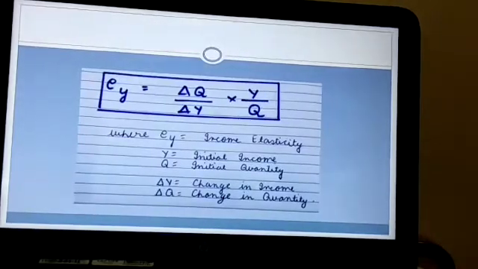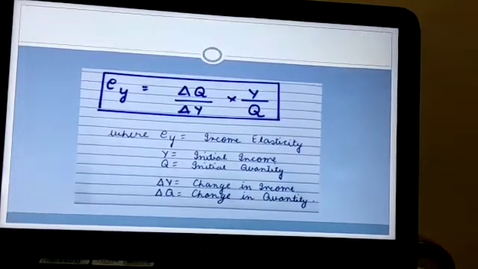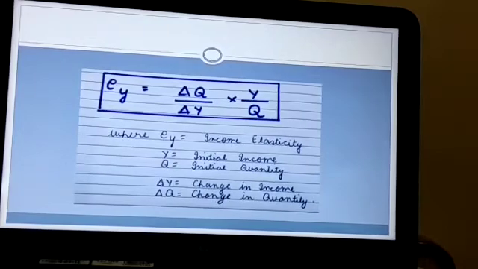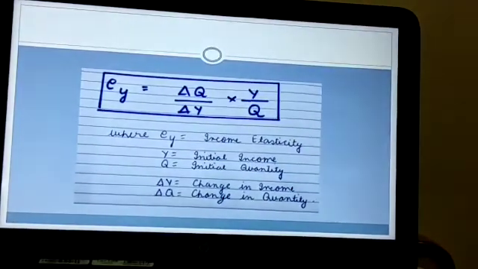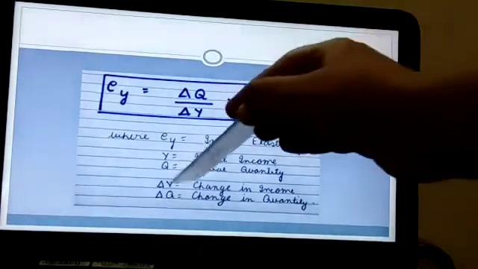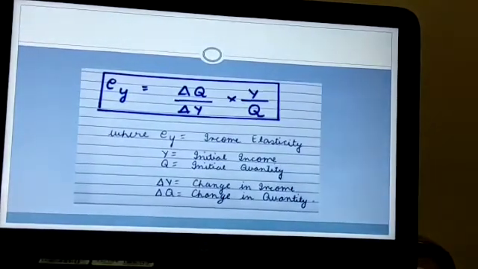This formula can also be written in this way: EY, that is income elasticity, is equal to delta Q by delta Y into Y by Q. The word delta signifies change. Here EY is income elasticity, Y is initial income (in economics, Y denotes income), Q is initial quantity, delta Y is change in income, and delta Q is change in quantity. So you need to remember the formula delta Q by delta Y into Y by Q.